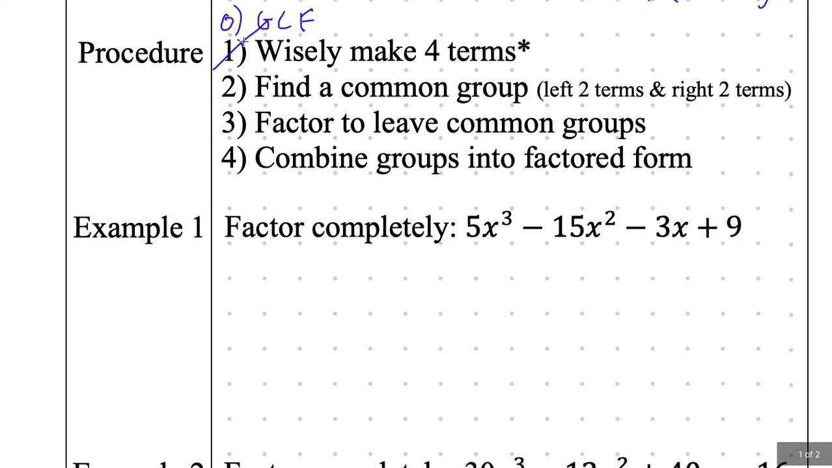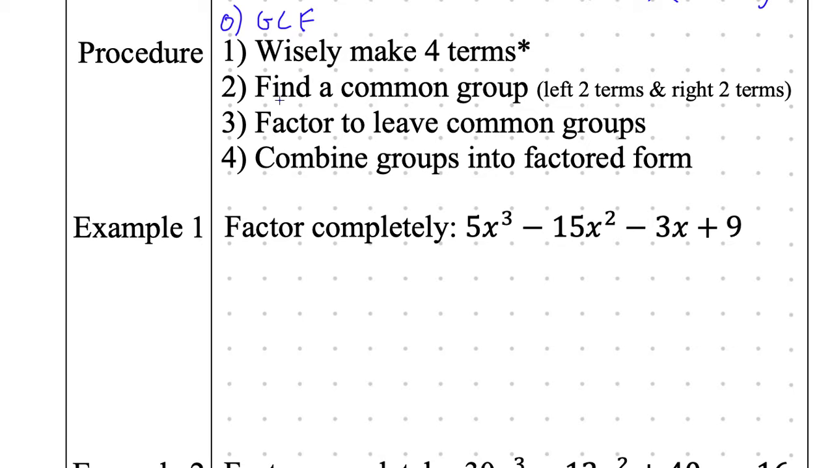Oh, I forgot to check. Ooh, GCF. Does it have a greatest common factor? 5 and 9. Yeah, 5 and 9 are coprime, which means they have no common factor. So we can't do GCF. I should have checked that first. So I can cross that one off as well. So cross, cross, we're good. We're on to step number 2.